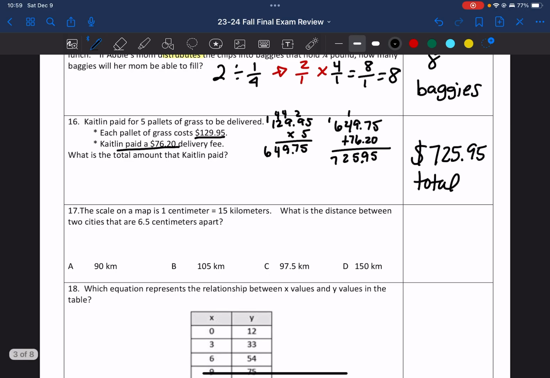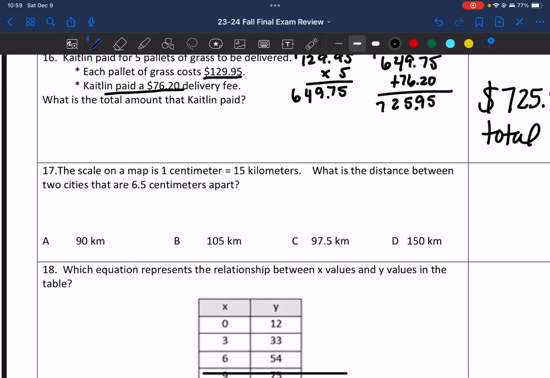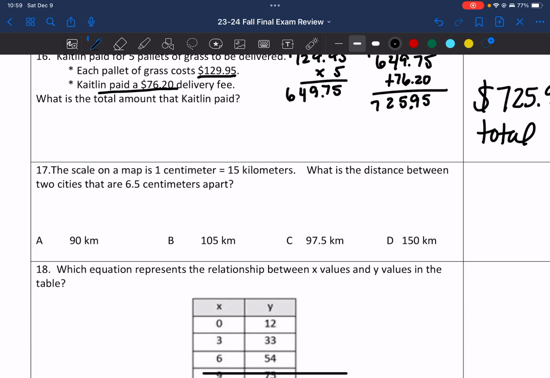All right, let's look at 17. The scale on a map is 1 centimeter equals 15 kilometers. What is the distance between two cities that are 6.5 centimeters apart? We're going to be comparing centimeters to kilometers. 1 centimeter equals 15 kilometers, and then we have 6.5 centimeters here, so x goes here. That would be x is equal to, and all we're multiplying is 15 times 6.5.